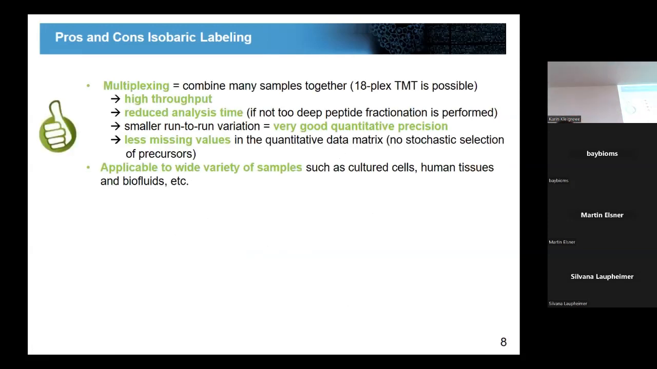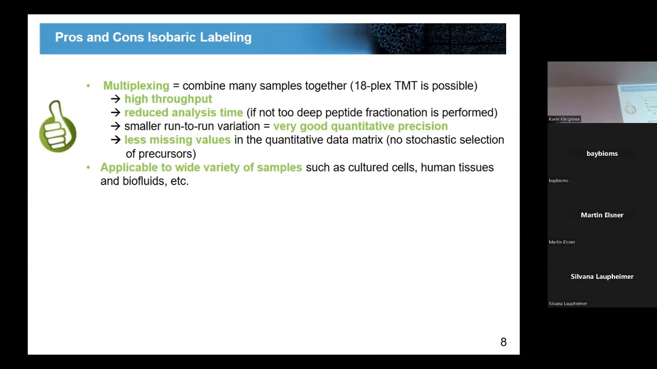Okay, so summary, what are the pros of isobaric labeling? Well, the great advantage of isobaric labeling is the multiplexing. We can take many samples, up to 18 routinely these days, put them together in one sample, and therefore increase throughput of your sample preparation and your measurements. You reduce the analysis time, unless you do very extensive peptide fractionation and take one sample and again put it into many different fractions. Then this reduced analysis time is maybe not so great.